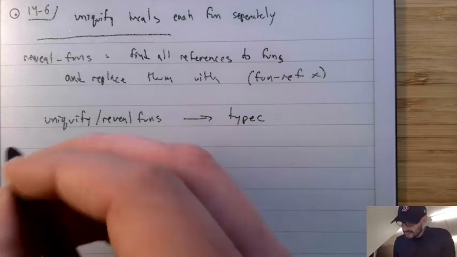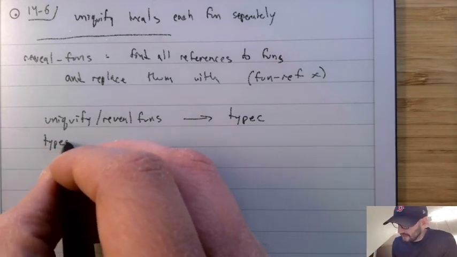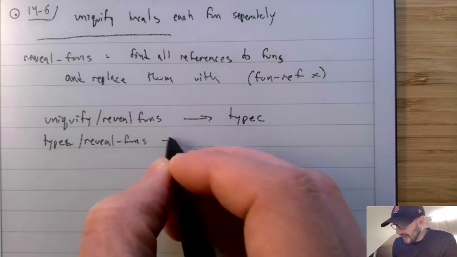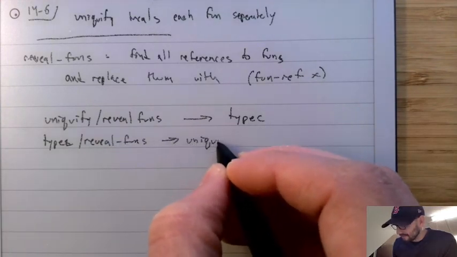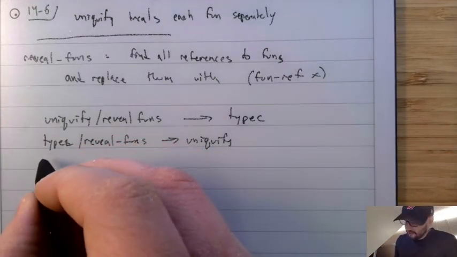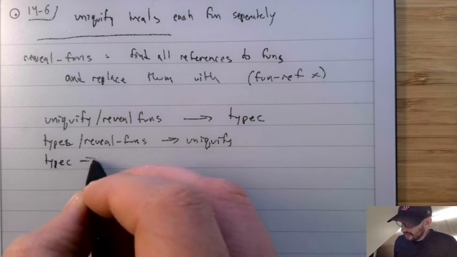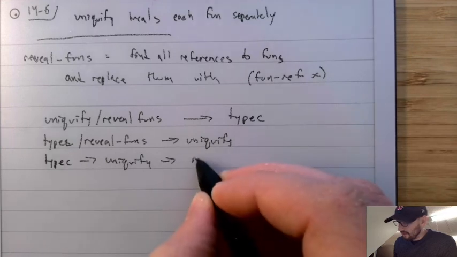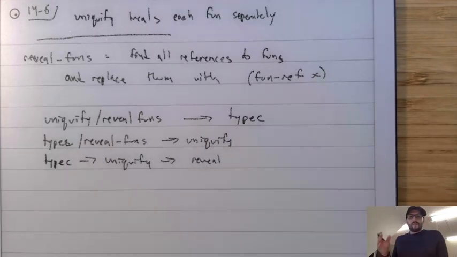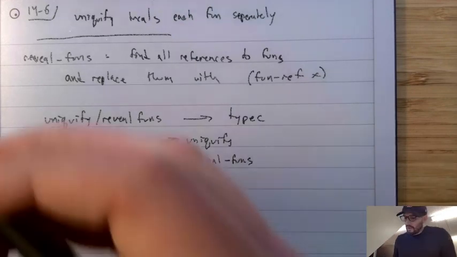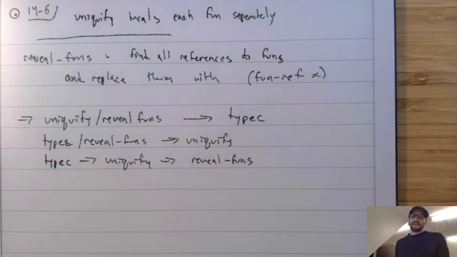The other perspective is that you could make it so that the type checker runs, and while it's running, it also does reveal funs. And then after that, you uniquify. Finally, you could just do these completely separately. You could do type check, and then from there do uniquify, and then from there do reveal. There's no right way to do it. They're all kind of separate ones. What I would recommend doing is this style. That's the style that I think works out the best.